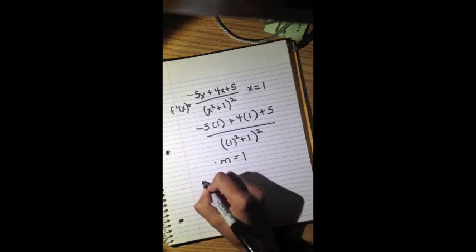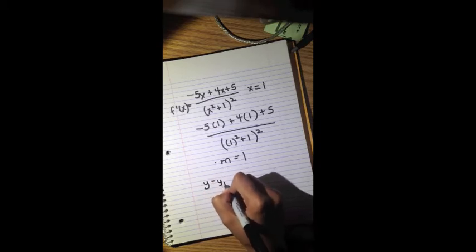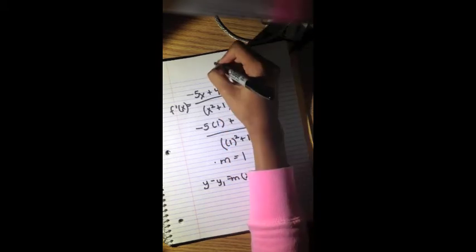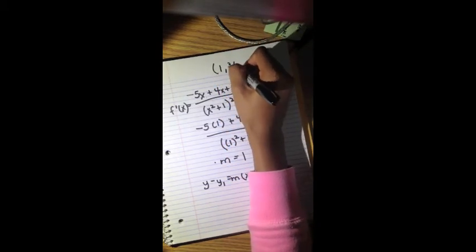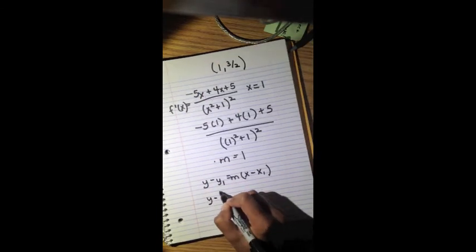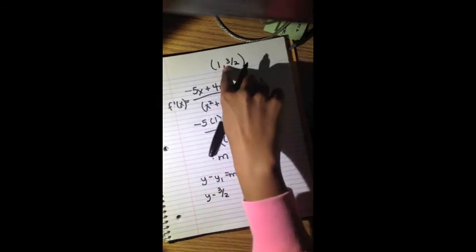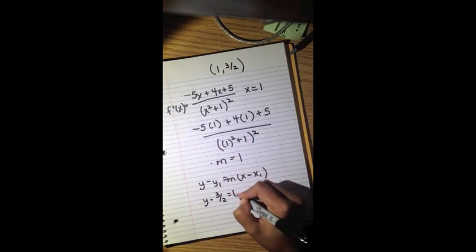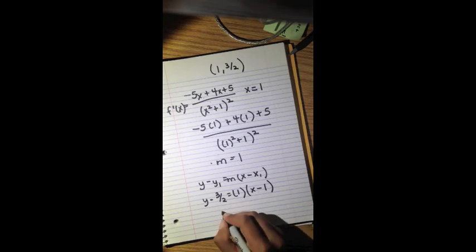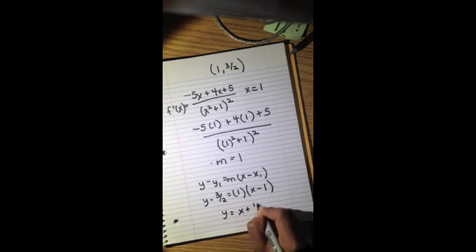Just a reminder, point slope form is y - y1 = m(x - x1). Remember, our original point was (1, 3/2), and we know our slope m is 1, so we have y - 3/2 = 1 times (x - 1). I'm just plugging in the point that was given. When this is simplified, you should get y = x + 1/2. And this is the equation of your tangent line, and that is how you solve the tangent line problem.